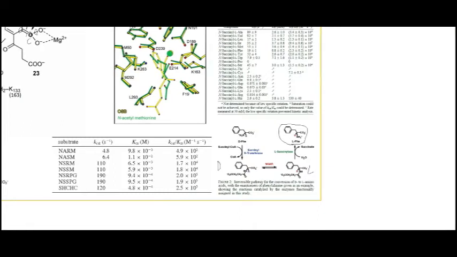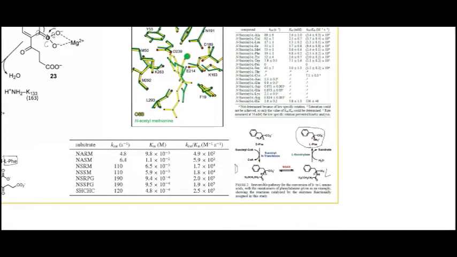And so I actually have some kinetics data here. So down here is the N-acetyl R, and that's just the particular stereochemistry. If you remember from a previous video, I talked about chirality being either R or S, which are just mirror images of each other. And so this is looking at the turnover rate and the binding affinity for N-acetyl R methionine and N-acetyl S methionine.